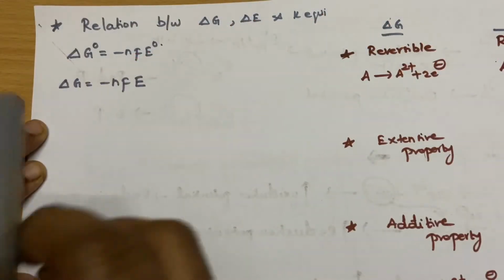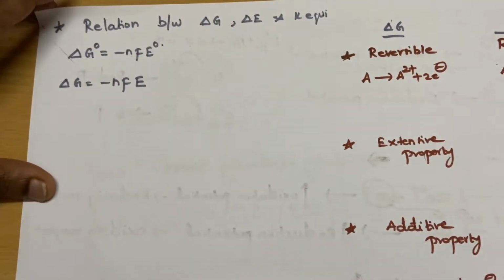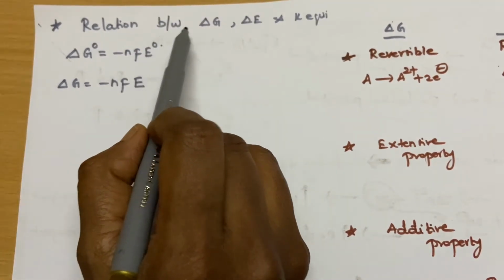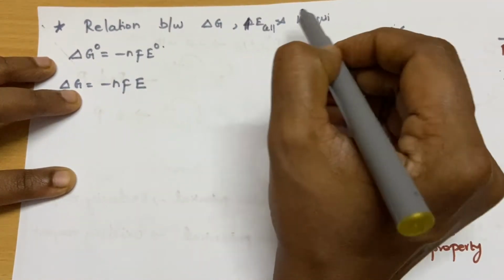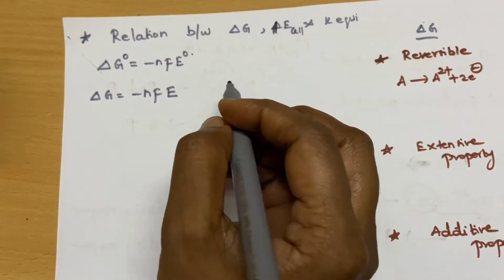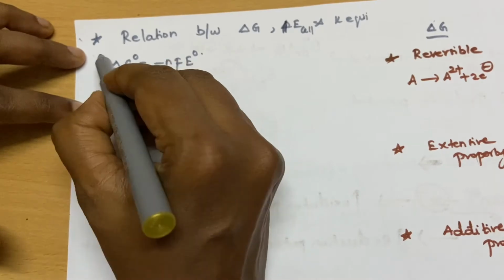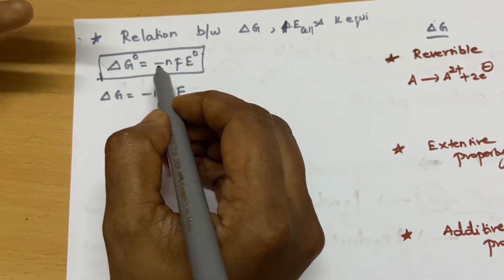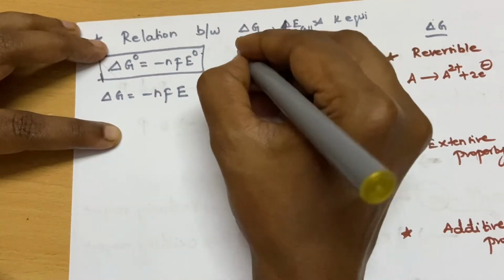Before solving the next set of questions, I would like to tell you some concepts. Now we are going to learn about the relation between the Gibbs free energy, the EMF of the cell, and the equilibrium constant. The work done in an electrochemical cell in the standard condition can be obtained by this equation: del G naught, the standard change in Gibbs free energy, is equal to minus nFE naught, where n is the number of electrons.